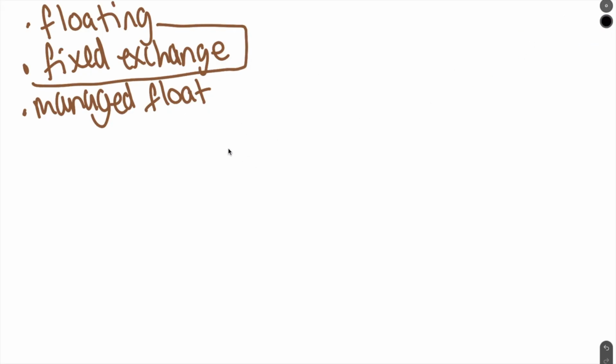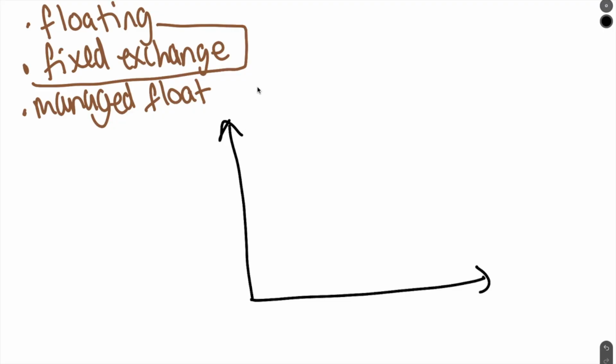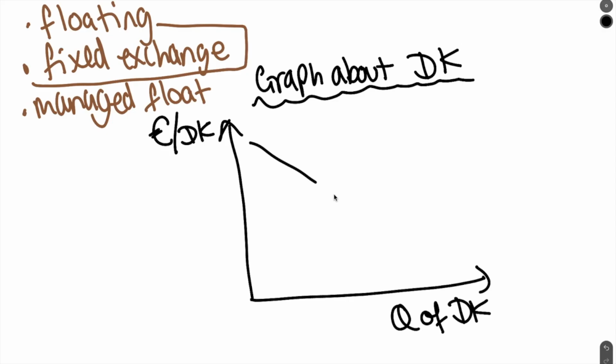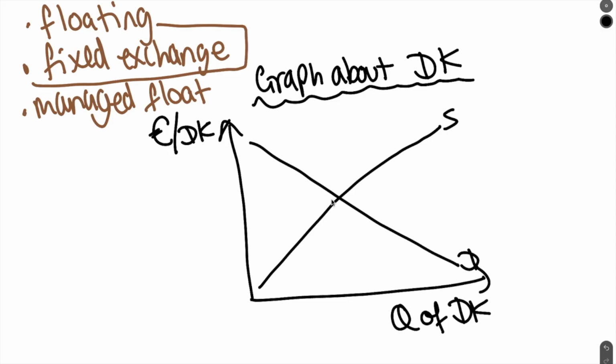So let's take a graph, let's pretend this is a graph about the Danish kroner, okay? And they like to fix or peg their currency to the euro. So let's have a look at this. We've got the euro and we've got the Danish kroner. And this is a graph all about the Danish kroner. So let's say that they want their exchange rate to be 0.1. So 1 Danish kroner gets them 0.1 euros.